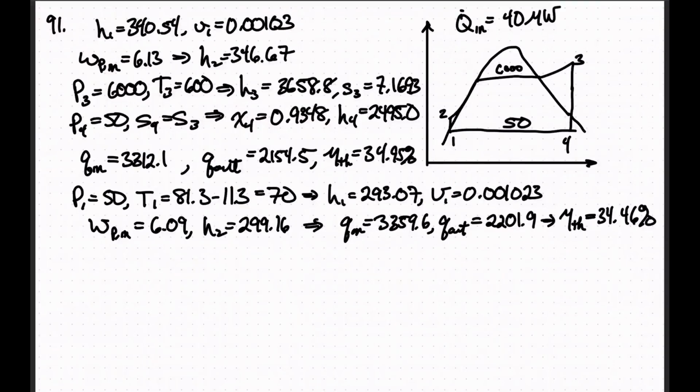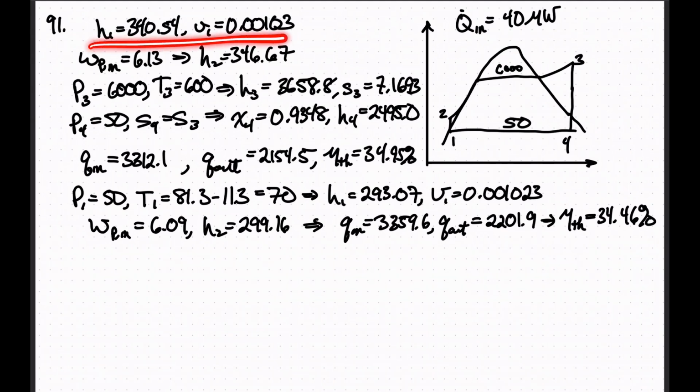In this problem, we have another simple Rankine cycle with steam. This time we have a saturated, or two-phase, fluid coming out of the turbine. Again, the low pressure is down here at 50 kilopascals, and the high pressure is at 6 megapascals. Again, we're told that the rate of heat transfer into the system is 40 megawatts.